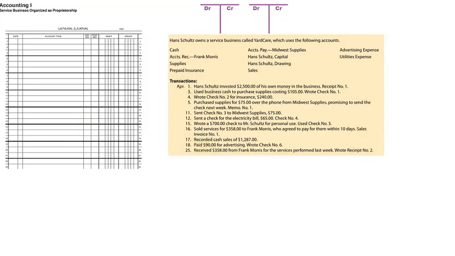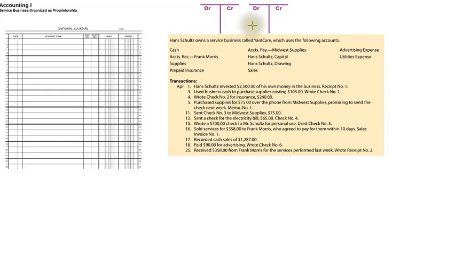Okay, so we are going to read the instruction. It says Hans Schultz owns a service business called Yard Care, which uses the following accounts. Alright, so we have the chart of account. These are the account titles that we're going to be using. Okay, these are the accounts that Mr. Hans Schultz uses when the journal has to be done.